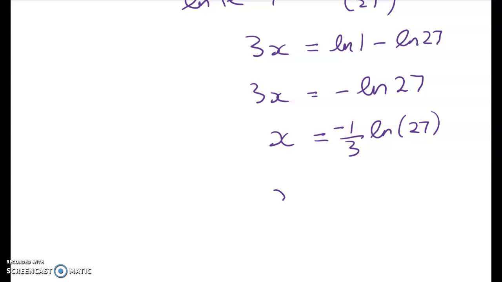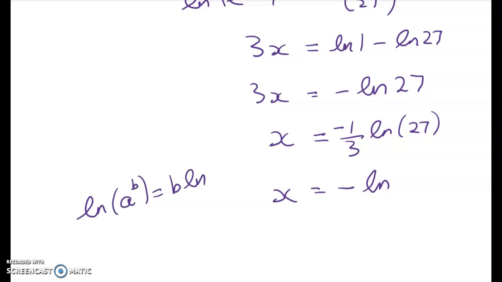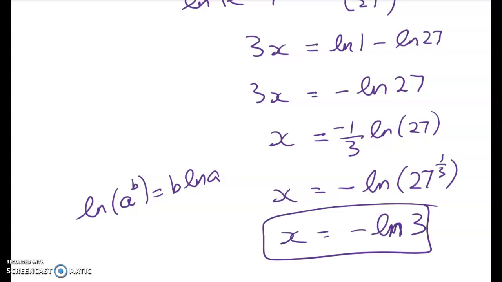I guess that's an exact value answer, but I don't really like it. I'd prefer to do this. We leave the negative sign here, and then using my rule that the log of a to the power of b is equal to b log a, we have the cube root of 27, which gives us negative log 3, which is what we had earlier.